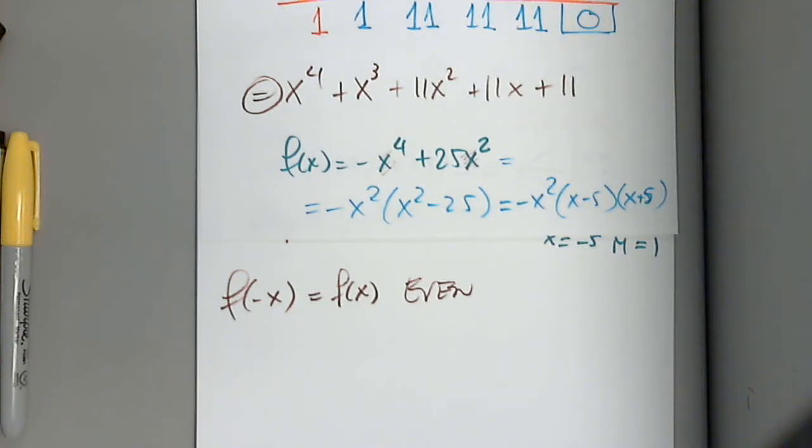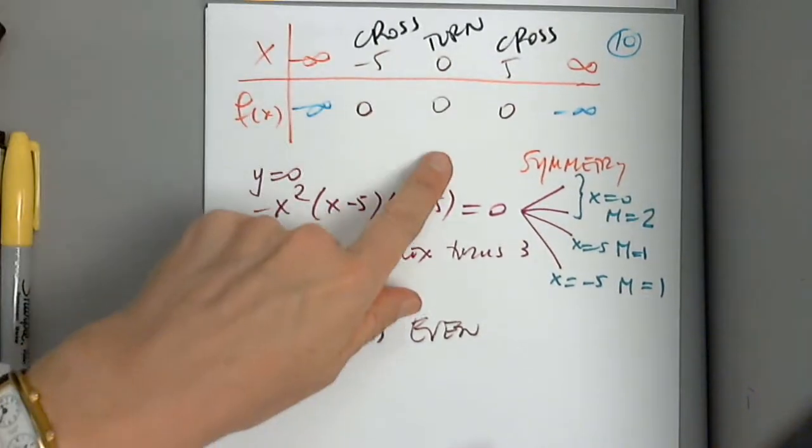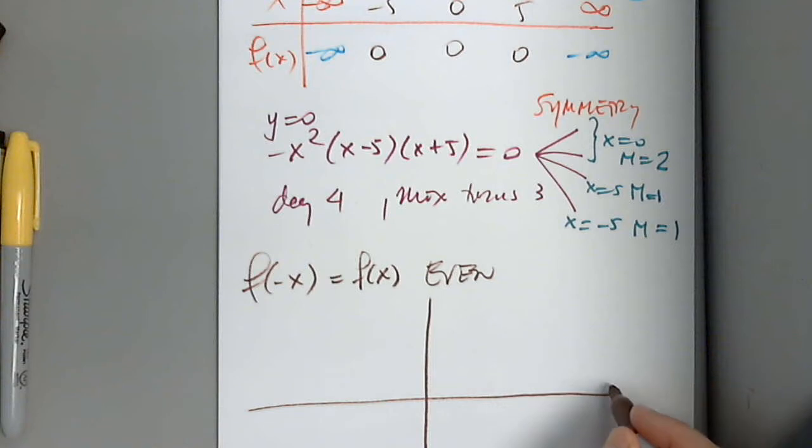Excellent. So whatever I graph in the first quadrant, I don't have to worry about the other one. I just copy it because I know it's symmetric. Good. So that's all I need. So let's look at the table and graph the function.